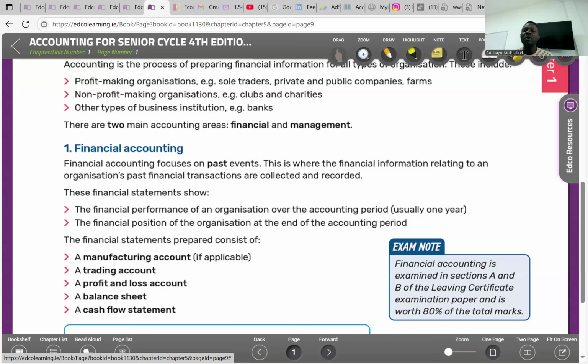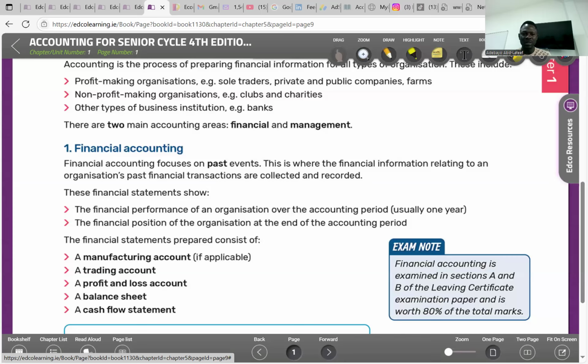For financial accounting, it focuses on the past events. This is where the financial information related to an organization's past financial transactions are being collected and recorded. That's why we call it financial accounting. Financial accounting is simply about the past events. That means the past transactions of businesses. We have to collect and record them.